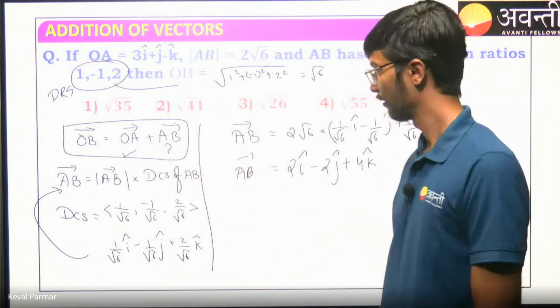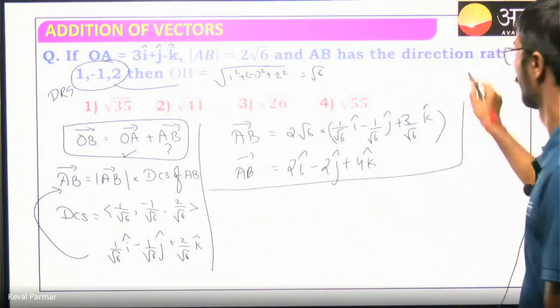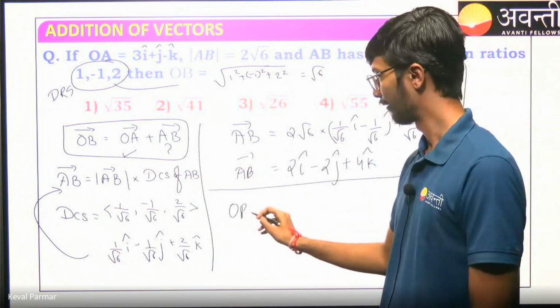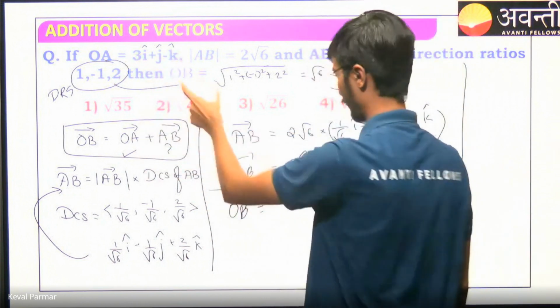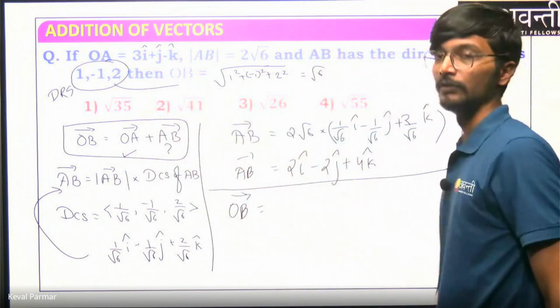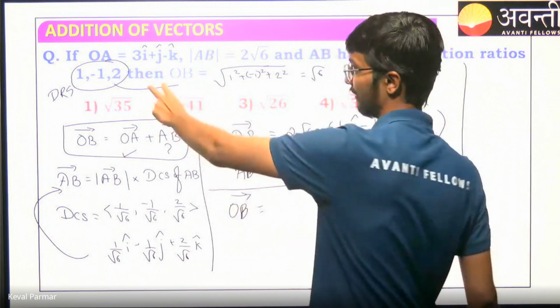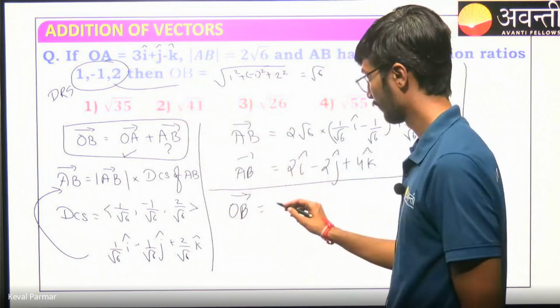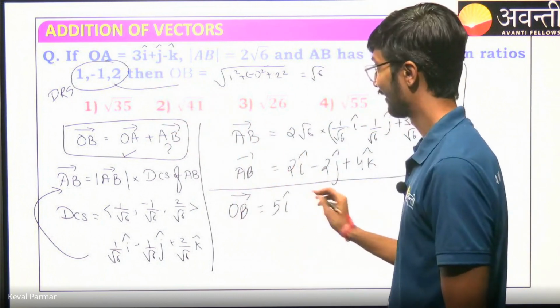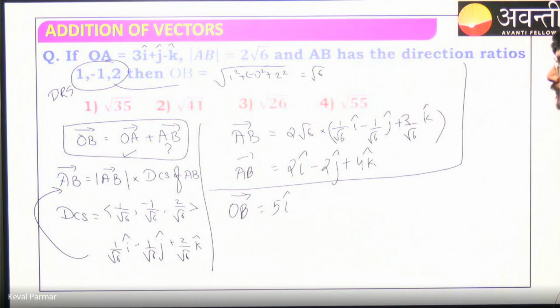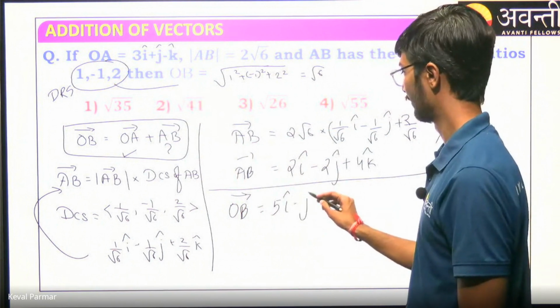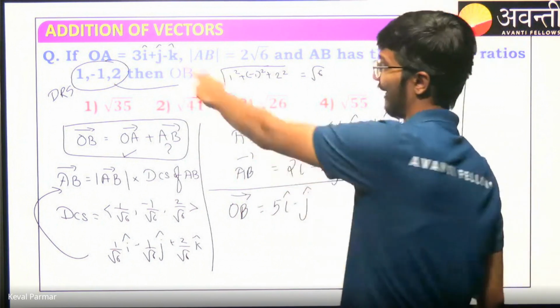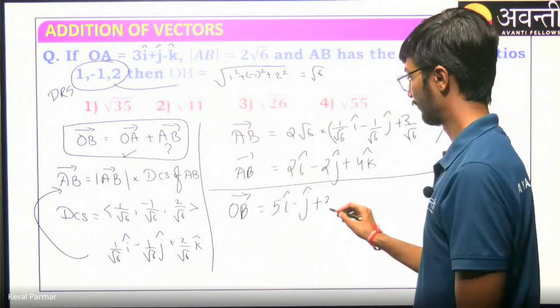Let us substitute here. So therefore, OB vector is OA vector plus AB vector. Now if I add this, let me see what I'll get. 3i plus 2i, 5i cap, j cap minus 2j cap, minus j cap, minus k cap plus 4 k cap, that is plus 3k cap.